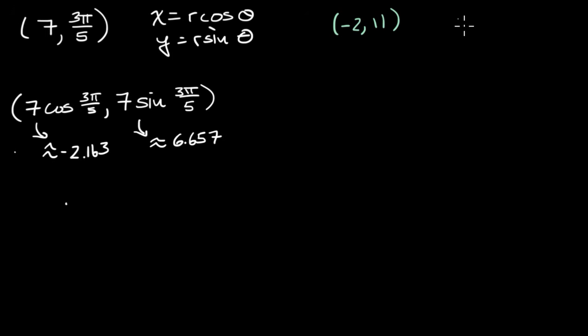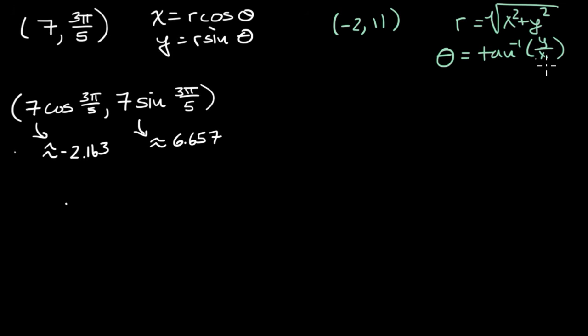Well, in other videos, we have seen that r is going to be equal to the square root of x squared plus y squared. This comes straight out of the Pythagorean theorem. And theta is going to be equal to the inverse tan of y over x. Now, we have to be careful here, because if you just take the inverse tangent, if we're thinking in degrees, it's going to give you an angle between negative 90 degrees and positive 90 degrees.